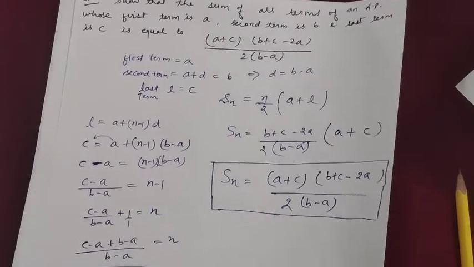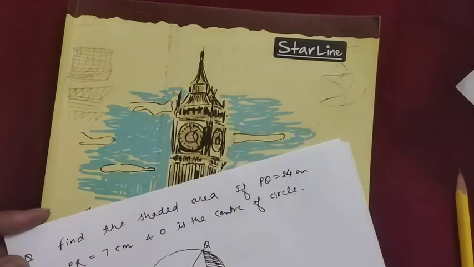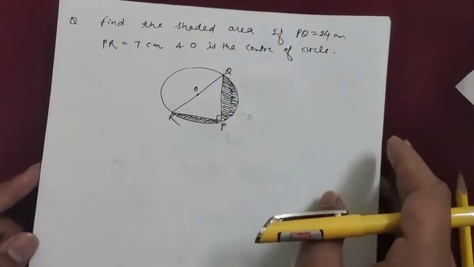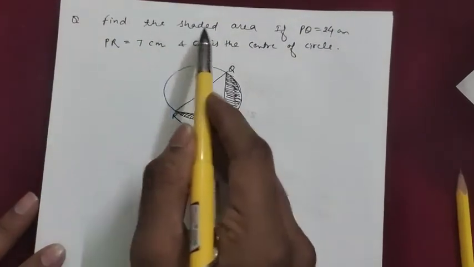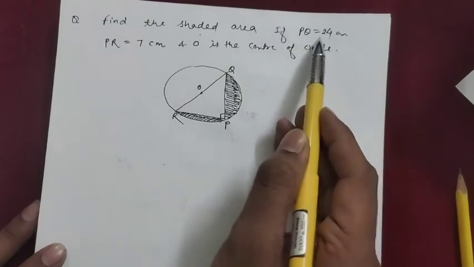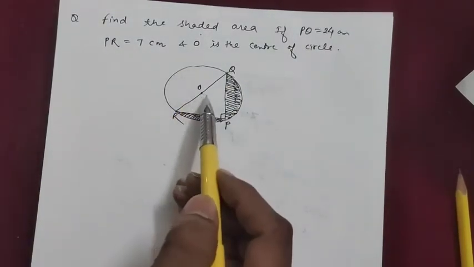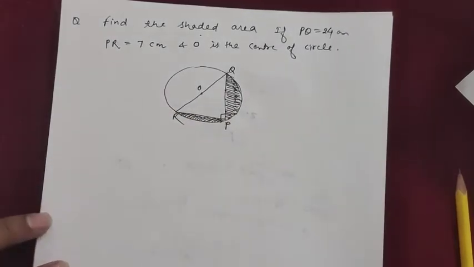So let's move on to the next question. Next question is from the topic area related to circle. As you can see, find the shaded area if PQ is equal to 24, PR is equal to 7 centimeter, and O is the center of the circle. And the diagram is also given in the question paper.